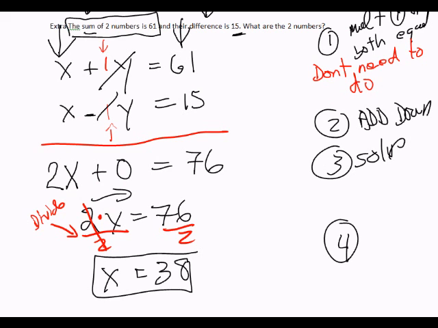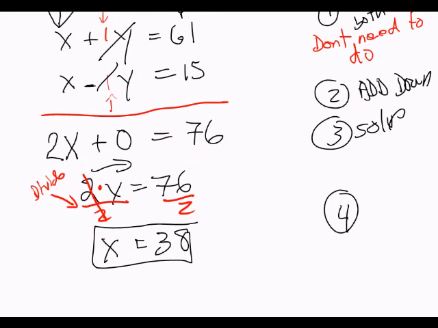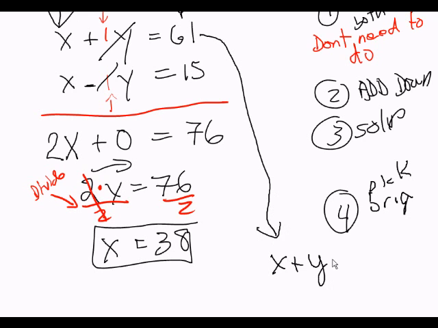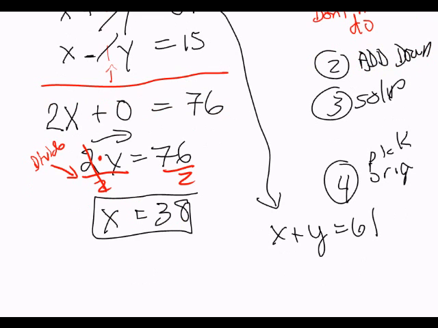Step 4, plug in any one of your original problems. Any one, 1 or 2. I'm going to pick number 1, x plus y equals 61. Remember step 4, pick an original problem, and plug in whatever you got for step 3. I'm going to pick this equation, x plus y equals 61, and we're going to plug x into the equation. X is 38. We're going to plug 38 into the equation.